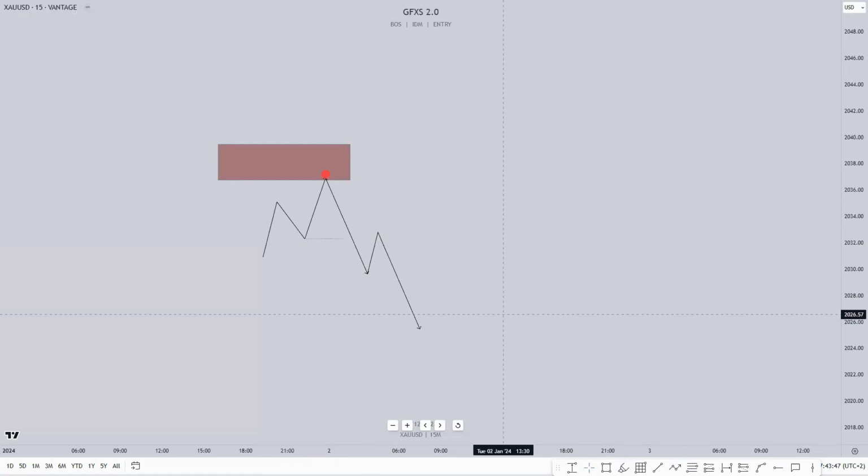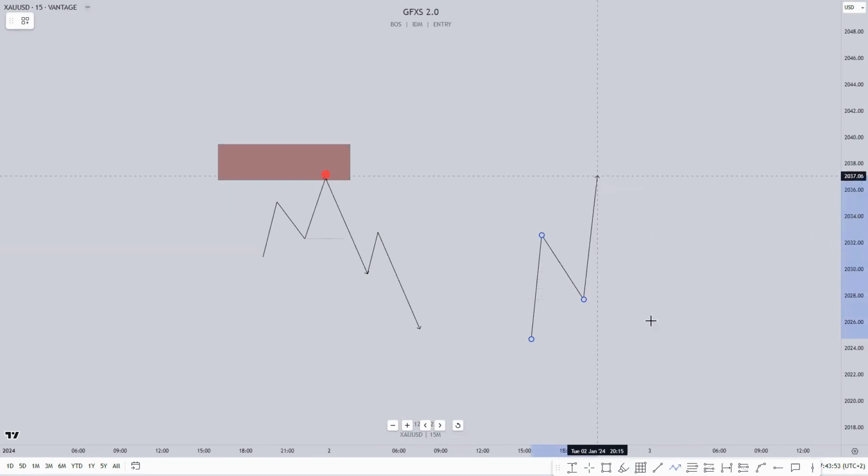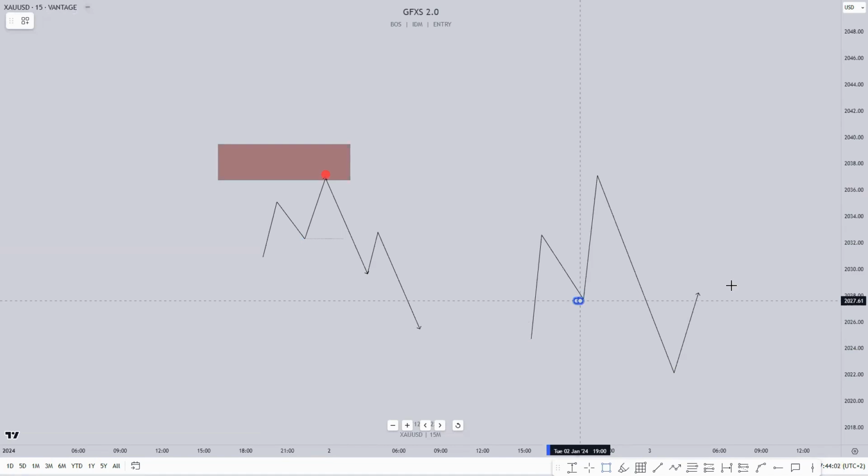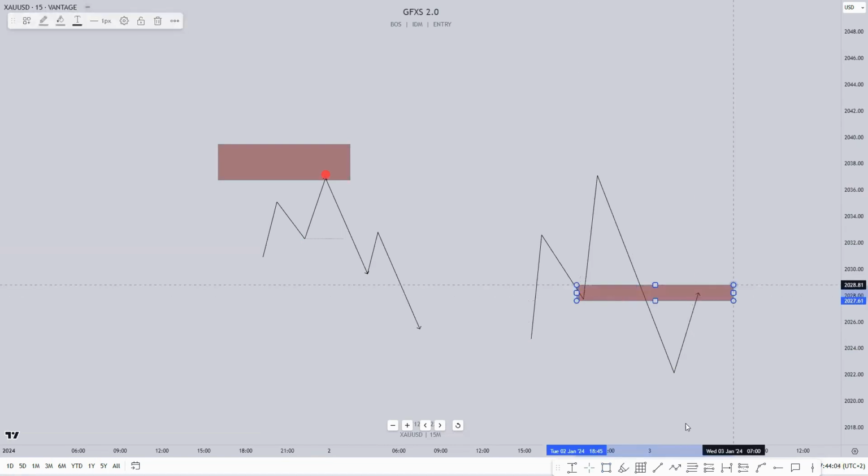So the pattern is like this. You have an impulse, correction, impulse, impulse. And then this is an M pattern on the retest of previous support and resistance. This is where you want to get involved, like this.